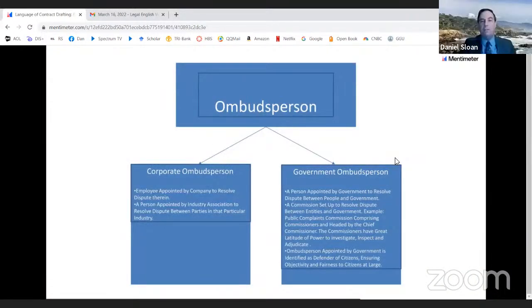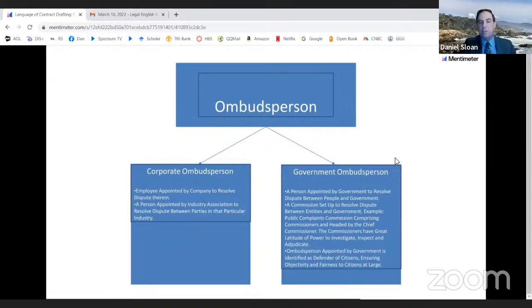And then we have an ombudsman. A corporate ombudsman is an employee appointed by a company to resolve disputes therein. So employment contracts, like you were discussing, were some of the issues there. Another is a person appointed by an industry association to resolve disputes between the parties. And sometimes the labor union will have an ombudsman there.